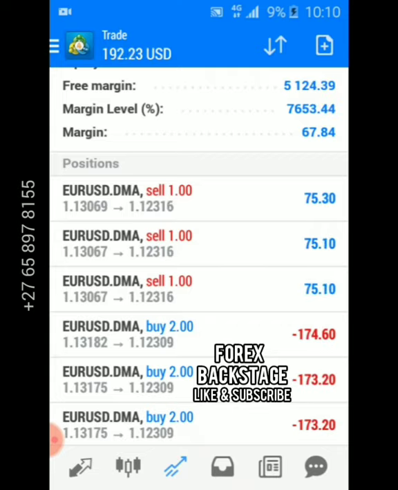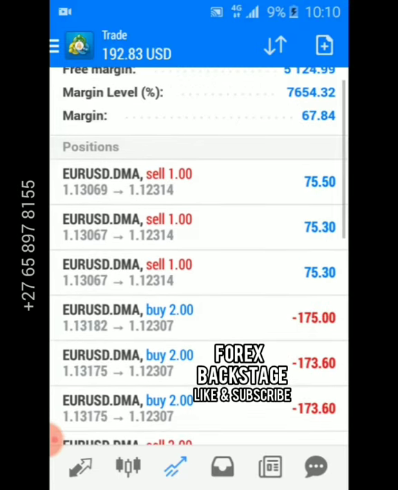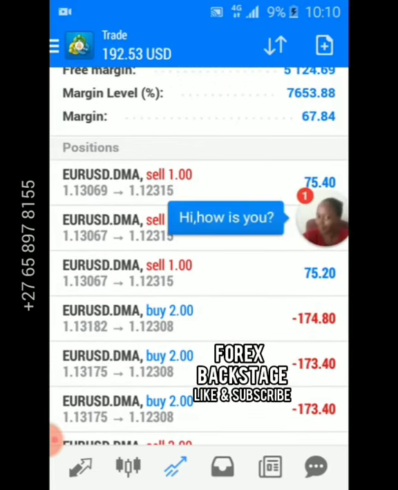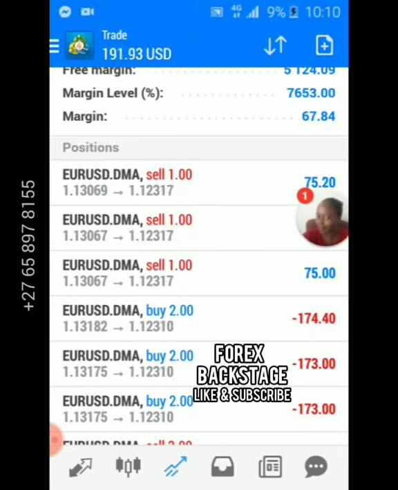This is the first pattern where you see 1.00, 1.00. This is the first pattern. Now the second pattern is where you see buy 2.00. Therefore this buy 2.00 did not become successful because it was only activated and then the market went back to sell. That's why you see these sells here are in profit.